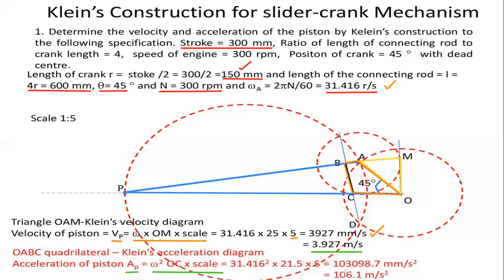So in total we got 1030.98 millimeter per second square. This is the total obtained acceleration of piston A and velocity of piston. So we have defined the positions. So determine the velocity and acceleration of the piston.